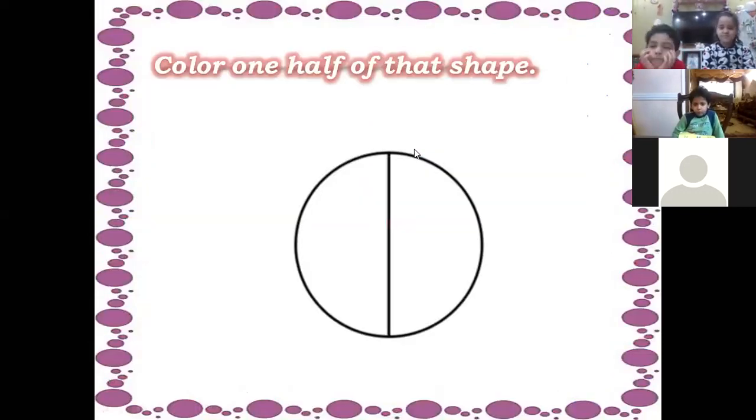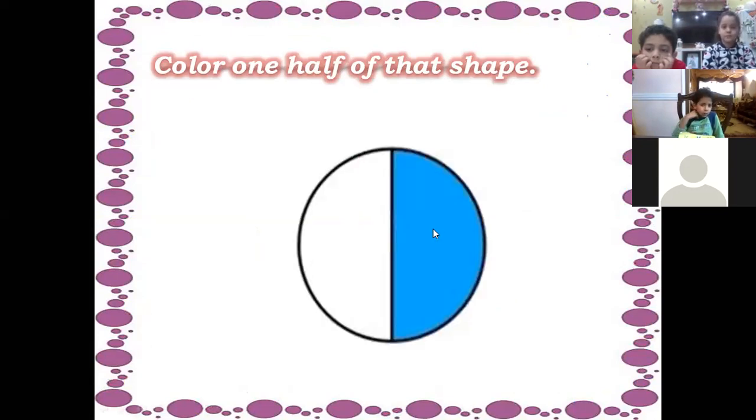The same with shapes. If we have a shape divided into two equal parts, this part is called a half, and this part also is called a half. If you ask me to color one half, it means I will color only one part. Right now, we colored one part of the two parts. We colored one half of that circle.